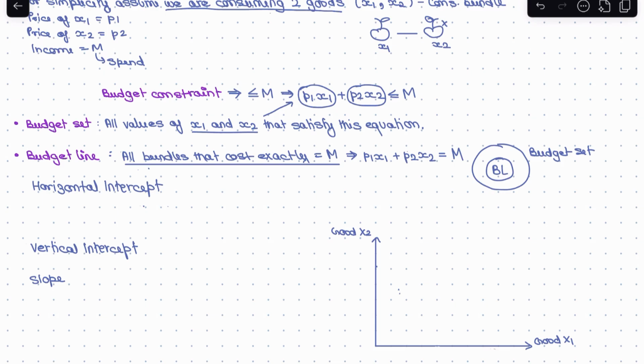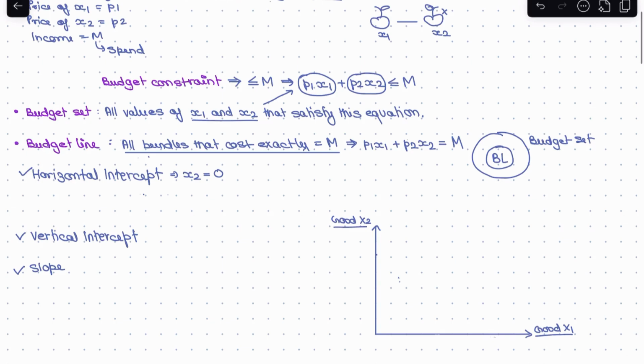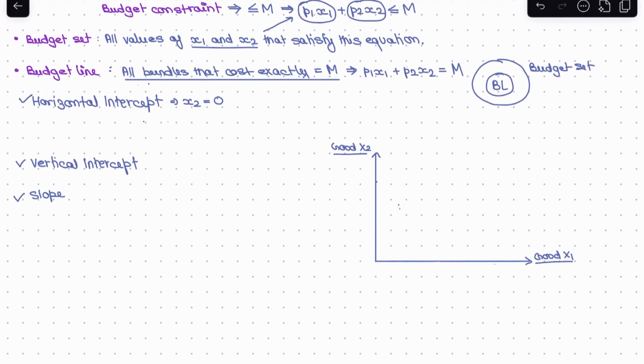Any guesses what this line might look like? Well, to know what something looks like, we need to know three things. What are the intercepts and what is the slope? Here we will represent good X1 by the x-axis and X2 by the y-axis. So for the horizontal intercept of the budget line, X2 will be equal to 0. Why is that so? Because at that point, the consumer is only consuming good X1. That is, the consumer is only consuming good X1 at the x-axis.